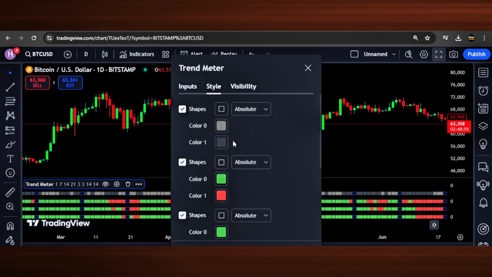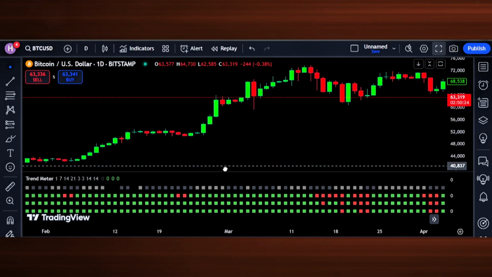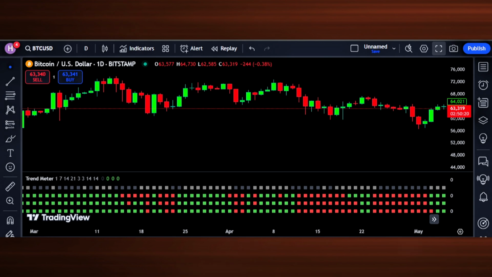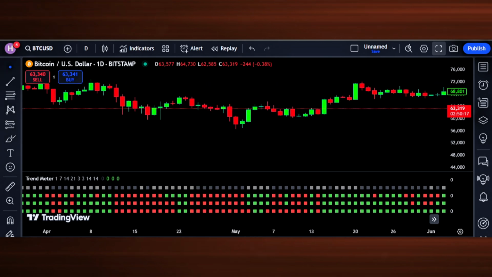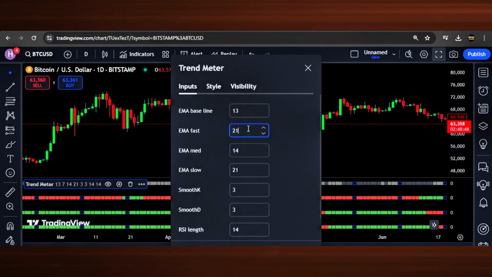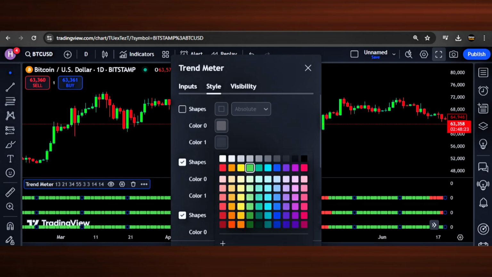Now, one of the main reasons why this indicator was inaccurate was because it was a little too sensitive, and it would enter a buy or sell from just a little movement. To make sure we only enter when there is a greater chance of a trend to occur, we have to raise the default settings. Change the EMA baseline to 13, the EMA fast to 21, the EMA medium to 34, and finally the EMA slow to 55. Then, click the Styles tab and uncheck this Shapes box right here. Voila, your indicator is more accurate.